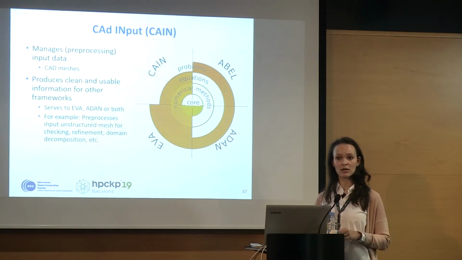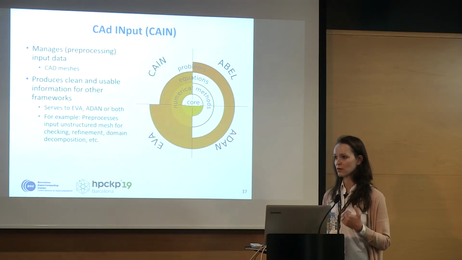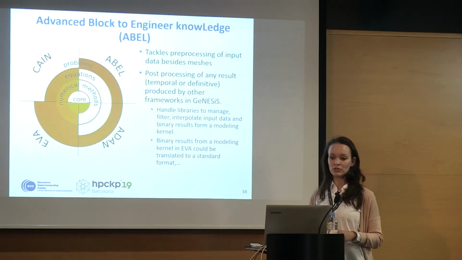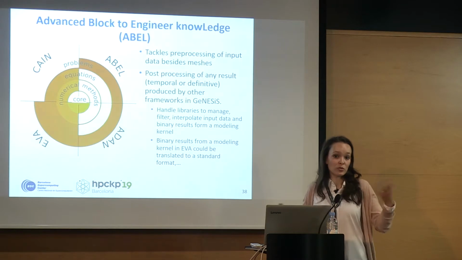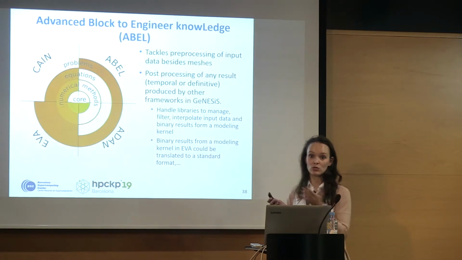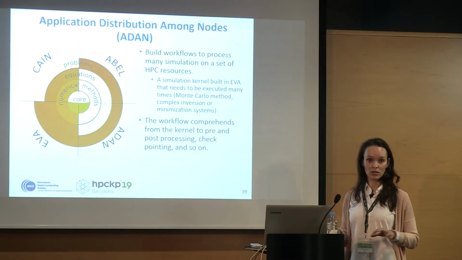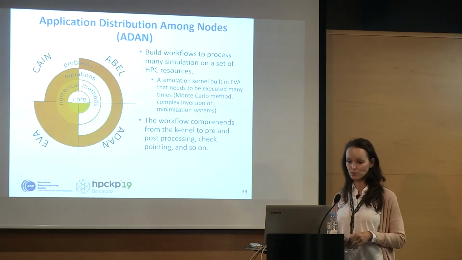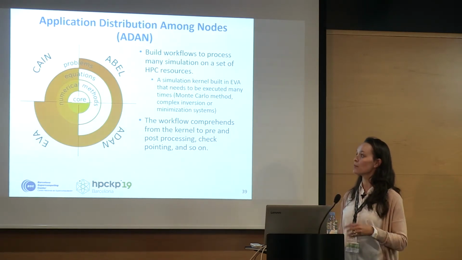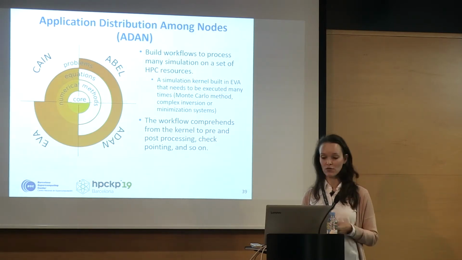Cain is basically in charge of managing the meshes and how they are read and written for the problem. And Abel will tackle all the part of preprocessing and post-processing, because you do the simulation, you have some raw data that you need to process and then process again to be readable for the user. So that will be Abel. And finally, Adan, he will be handling the whole workflow. So each one of these colors points to which part of the onion is being tackled by each one of the frameworks.